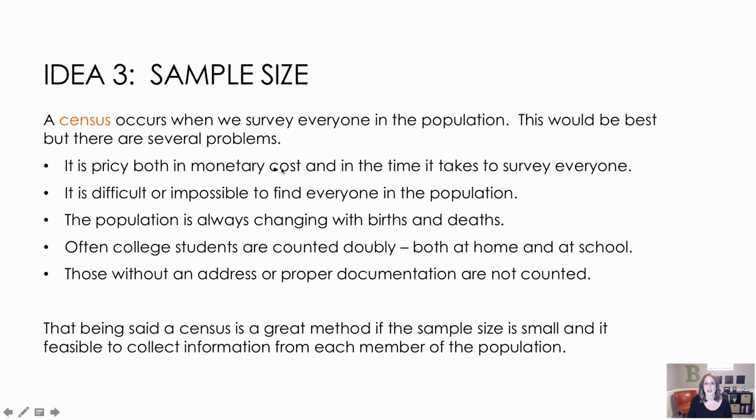It's pricey both in monetary cost and the time it takes to survey every single person or to track down every person. It's difficult or impossible to find everyone in the population. The population is always changing with births and deaths. Often college students are counted doubly because they count at home and then they also are counted at school. And those without an address, so the homeless, those without proper documentation, so immigrants, etc. A lot of times those people are not included, again, because they don't have those official addresses, etc., for us to be able to track them down. So census would be great, ideally, in theory, but in actuality, sample size is probably going to be just a part of the whole.